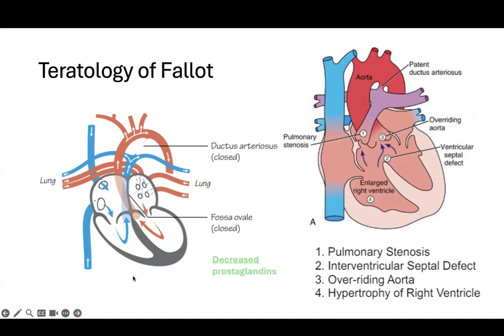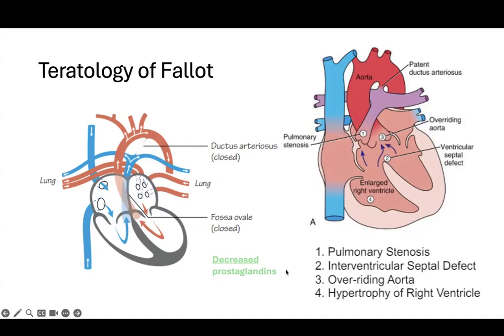Now, a quick note on management. These result in a right to left shunt, and these are known as a class of diseases called cyanotic diseases. Usually these patients will turn out very blue. You'll have blue babies, as they like to call it. And this results in prompt investigation.